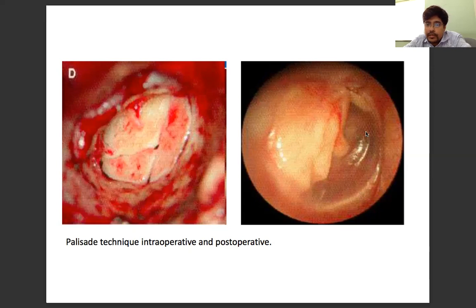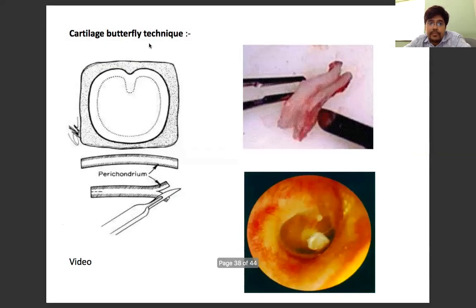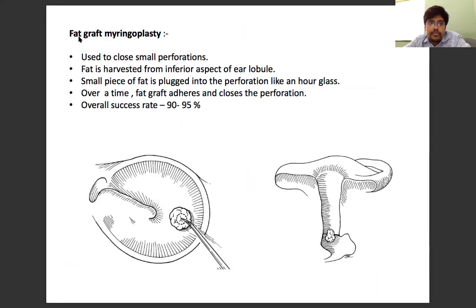So this is the previous tympanic membrane. This is the cartilage which we have used. Same way, diagrammatic representation: one piece, second piece, third, fourth. So this is the palisade technique. What is the butterfly technique? This is the butterfly technique. You take a cartilage piece, make it a butterfly shape like this. You remove this portion so it will look like this, and then you use it. That is the butterfly technique.